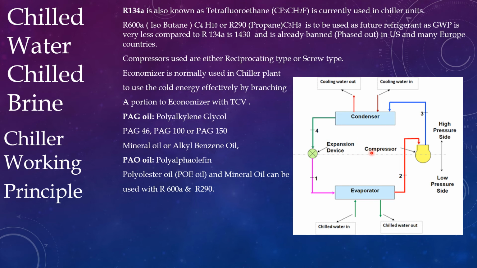So the economizer will work effectively in the chilled water or chilled brine compressor, and in future R600A or R290 can be used. For large scale, R290 propane will be used. For small capacity, you can go for R600A. So this is a normal schematic diagram of a chiller unit used in industries for chilled water or chilled brine production.